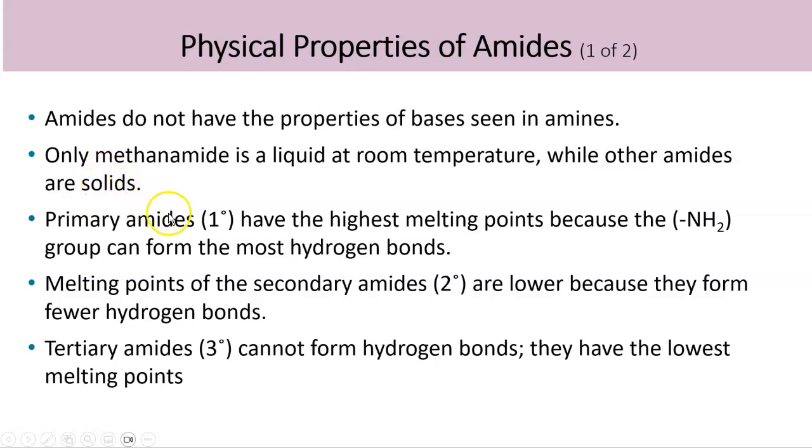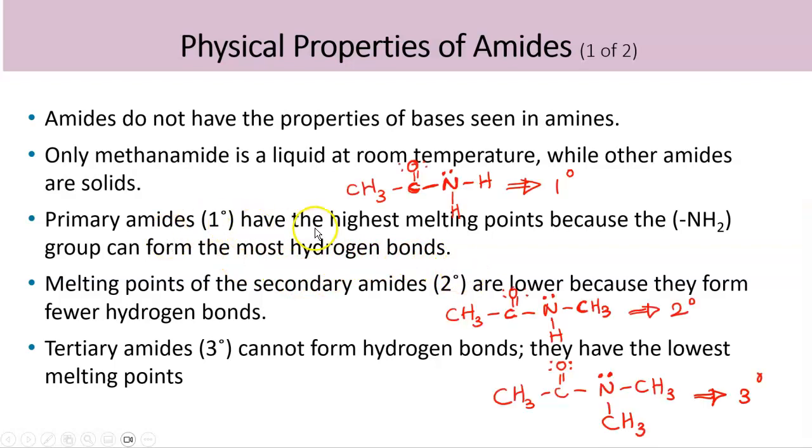Now, if we look at primary, secondary versus tertiary, primary amides have the highest melting points. The reason is they can form the most number of hydrogen bonds. Primary amides have the highest melting points because the amine group can form the most number of hydrogen bonds, because the amine group has these two hydrogen atoms attached and they can make hydrogen bonds with another amide molecule.